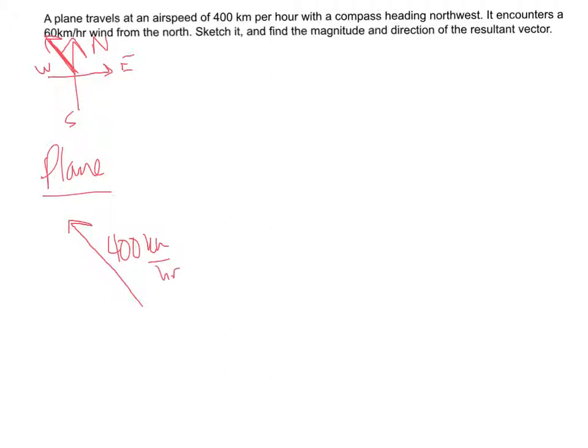Okay, and that means that this angle here is going to be a 45-degree angle, because northwest is halfway between north and west. It then encounters a 60 kilometer per hour wind from the north, so that means the wind would be heading south. We want to figure out what is the resultant vector, and I'm going to try to color code things here a little bit. So we'll have the wind be blue.